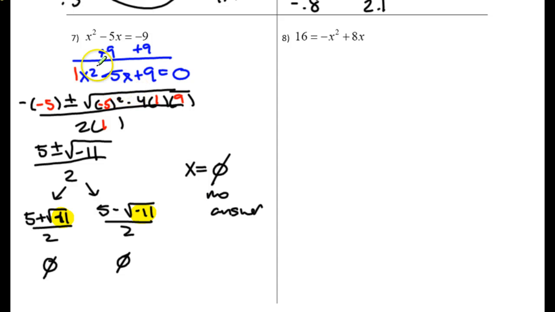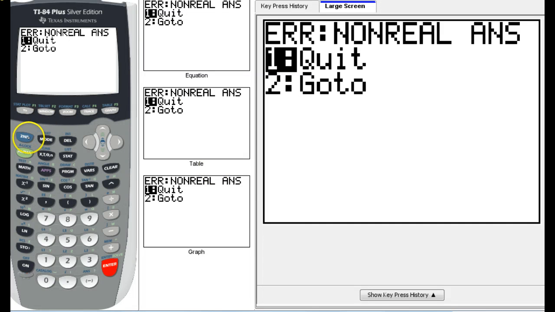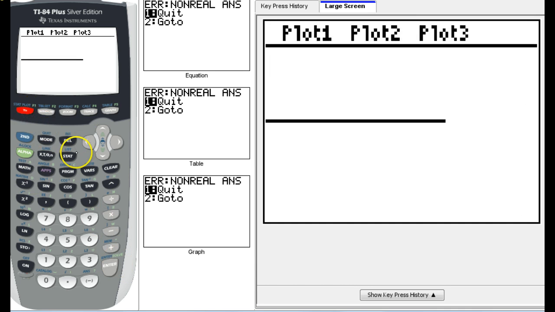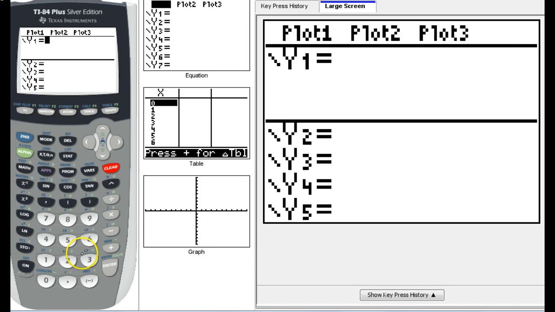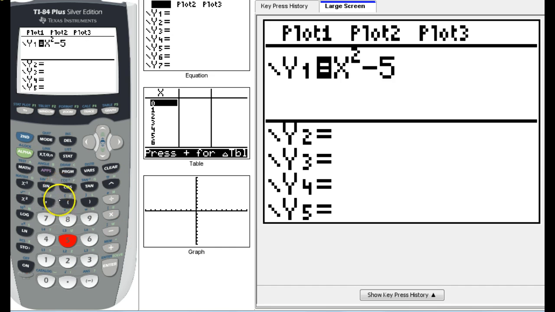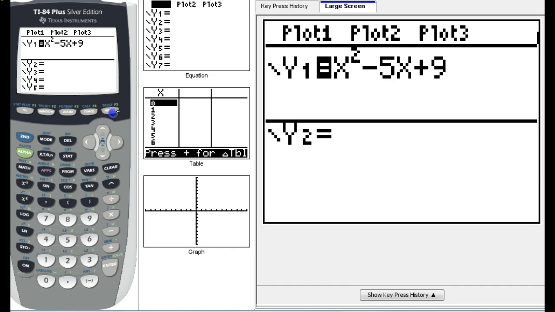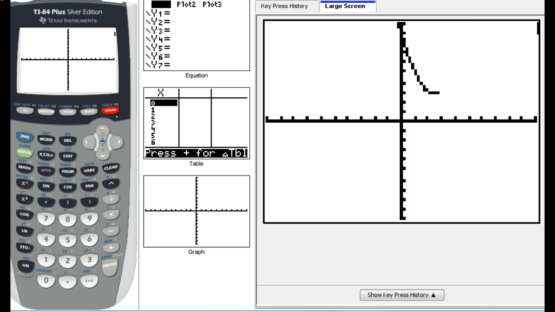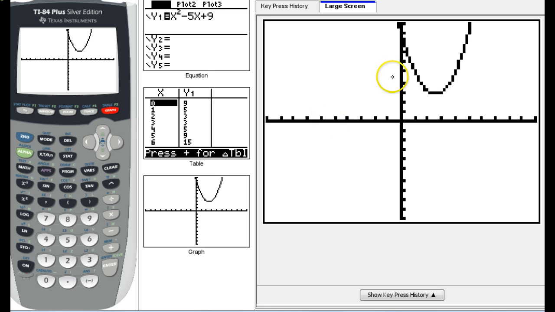I'm going to go back, and I'm going to type in my equation in standard form. X squared minus 5x plus 9. So, let's go graph that. Alright, let's clear this one out. X squared minus 5x plus 9. Now let's look at the graph of the parabola. Even though we didn't have an answer, there will be a parabola, but look at the parabola.